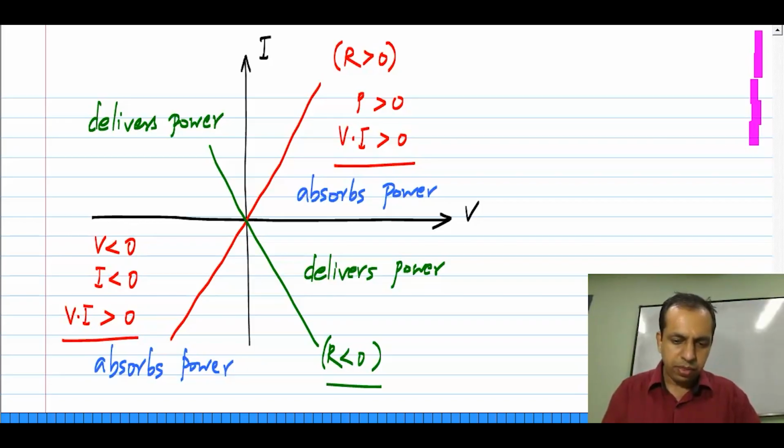Now, I will generalize here. Of course, the resistance has a straight line characteristics. Even if an element does not have a straight line characteristics, as long as it lies only in the first and third quadrants, which means that it has to necessarily pass through the origin, it will be a passive element. Okay, because it will only absorb power.